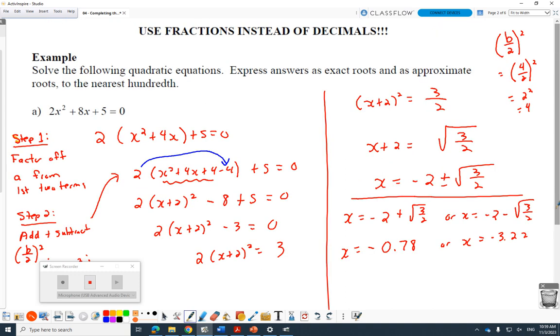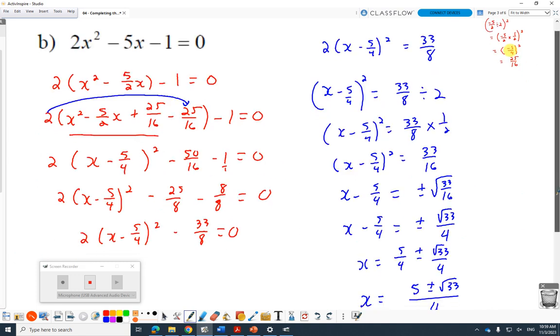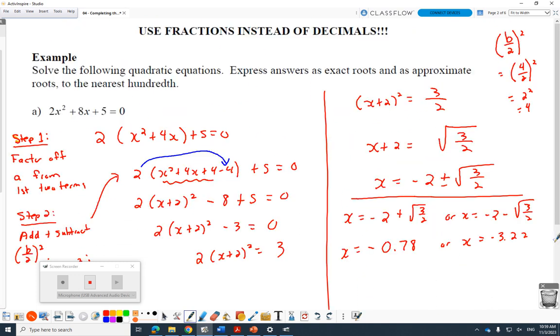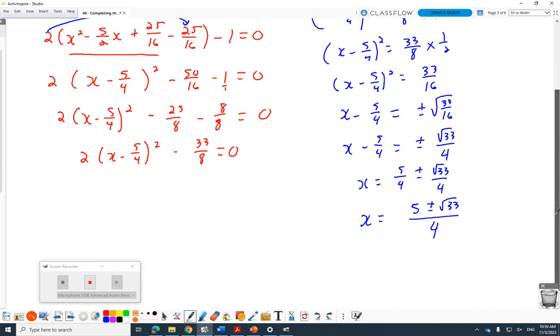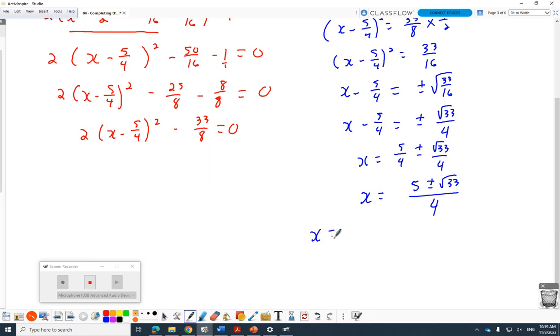Before A. Solve the following. I did. Express answers as exact roots. Oh, and roots to the nearest hundredths. Okay, so x equals 5 plus root 33 over 4, or x equals 5 minus root 33 over 4.